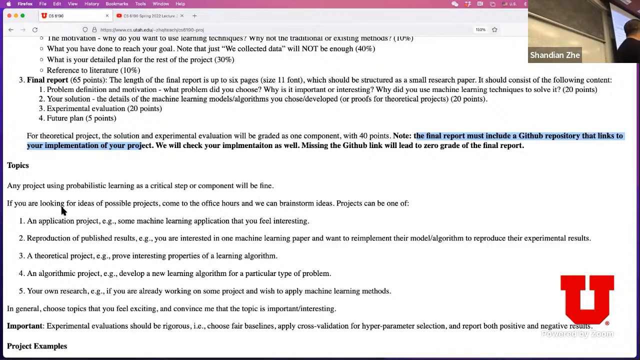I mean, a theoretical project where you write a theorem proving interesting properties of a learning algorithm. Oh yeah, in theoretical projects there's no need for GitHub, and no implementation. Unless your theoretical project also includes some implementation, then please include it. If you just show a bunch of theories, it's perfectly fine not to include any GitHub. Any other question? Do you want me to clarify?